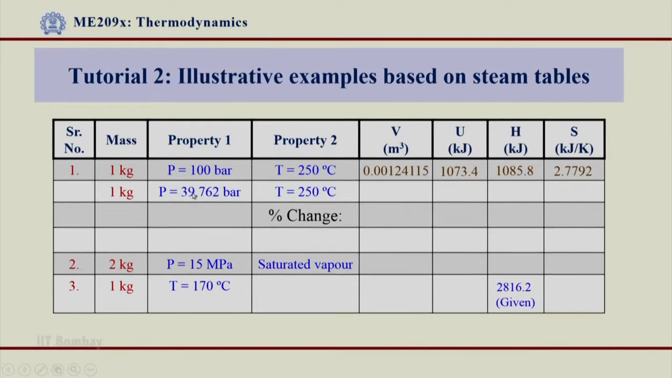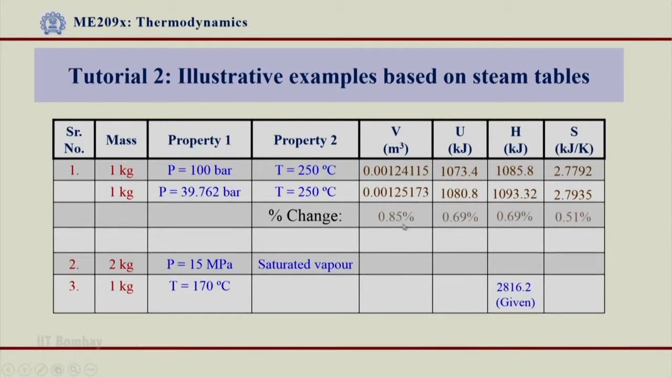So let us come back to the table now here, and at P is equal to 39.762 bar, at T is equal to 250 degrees centigrade, I get these values. So you can see from here that this is VF value and this is actual V, and you can see that 124 has become 125, there is hardly any change. As far as U is concerned, there is some change, percentage wise it will be less than 1%. Enthalpy is considered, there is some change. S is concerned, there is hardly any change.